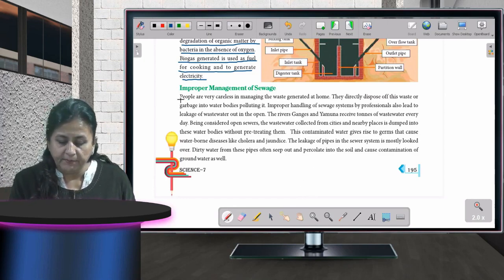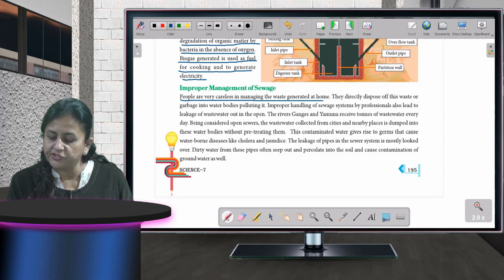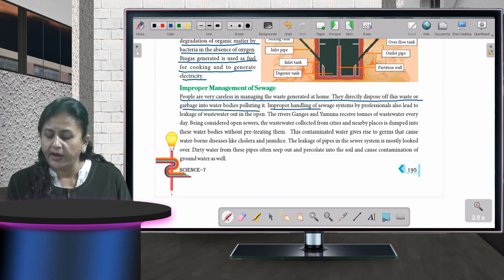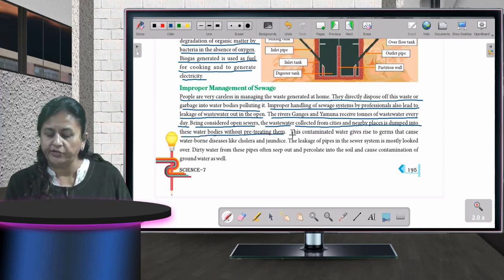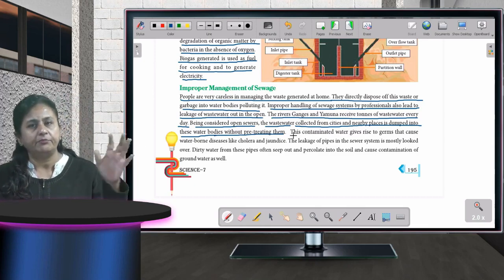Okay, people are very careless in managing the waste generated at home. They directly dispose of the waste or garbage into water bodies, polluting it. Improper handling of the sewage system by professionals also leads to leakage of wastewater in the open. The rivers Ganga and Yamuna receive tons of wastewater every day. Being considered open sewers, the wastewater collected from cities and nearby places is dumped into these water bodies without pre-treating them. Any animal dies, we put it in the water.